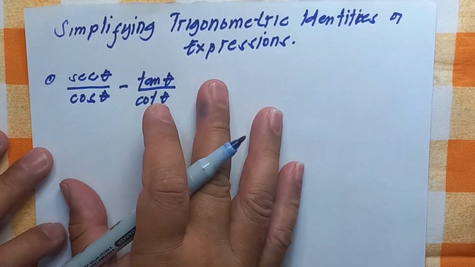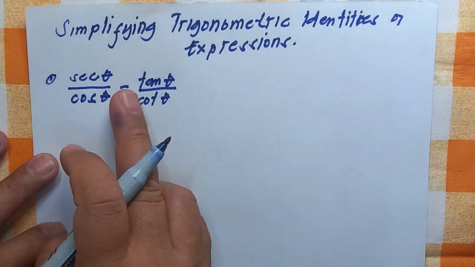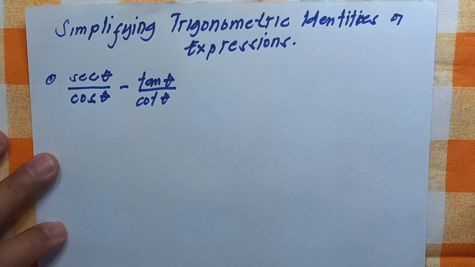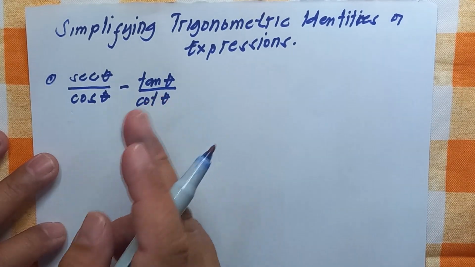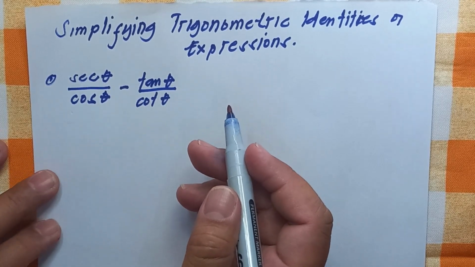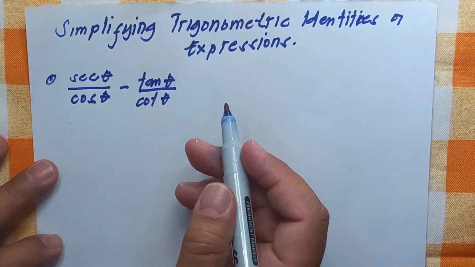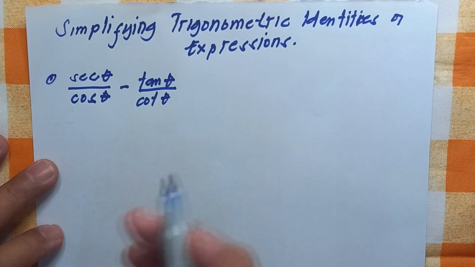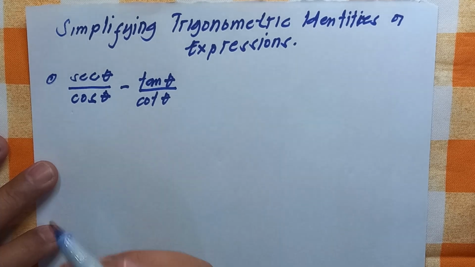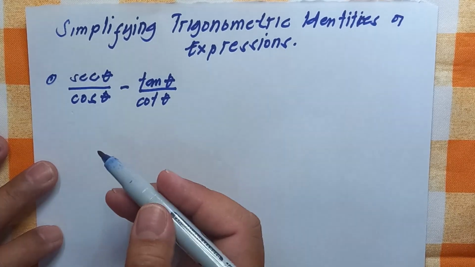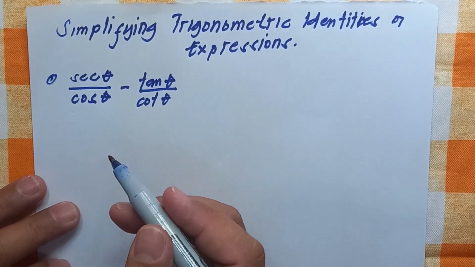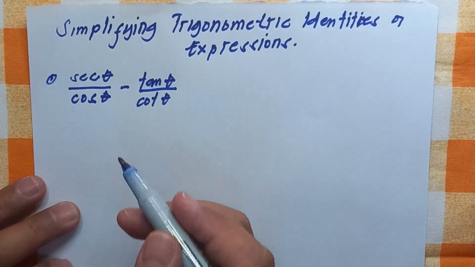Okay, we're going to simplify this expression, secant theta over cosine theta minus tangent theta over cotangent theta, or the difference of the quotient secant theta over cosine theta and tangent theta over cotangent theta. Now, what are we going to do in order for us to simplify this one? The first thing that we are going to look into is we have to always put this one into its proper form in terms of cosine and sine.